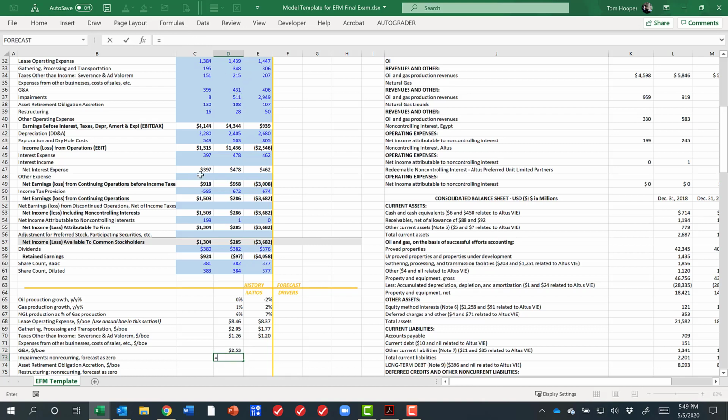Impairments. Now impairments I wrote on here, forecast is 0. An impairment is when prices go down or something negative happens and we wouldn't expect that to continue into the future. So it's a non-recurring event. So we'll just forecast those as 0. And now I'm back to asset retirement obligation.